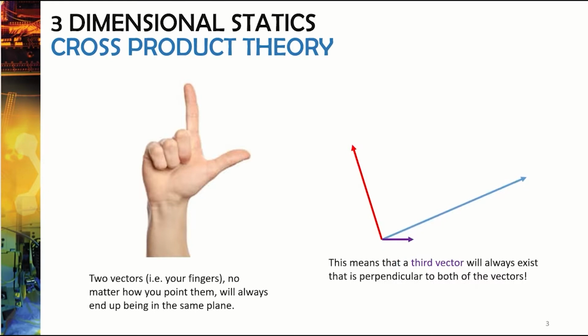So what essentially this means is that if two vectors will always exist in the same plane, there must always be a third vector, shown in this picture in purple, that is perpendicular to both of those vectors. This is usually called the right hand rule: if you put your thumb out to the side, your index finger up, and then point your middle finger out, your middle finger is perpendicular to both your thumb and your index finger.